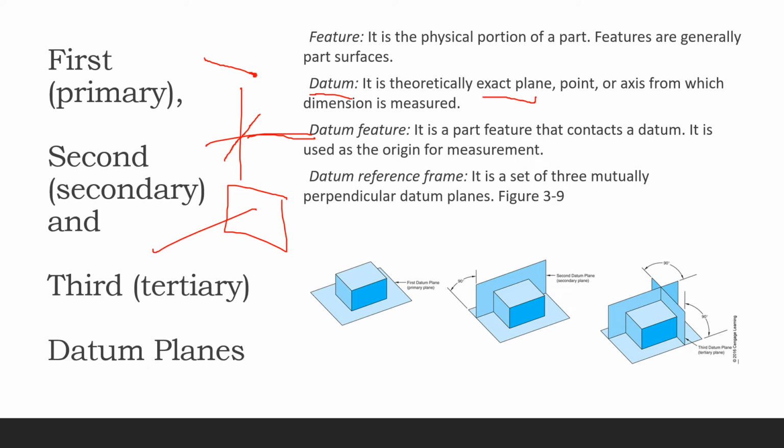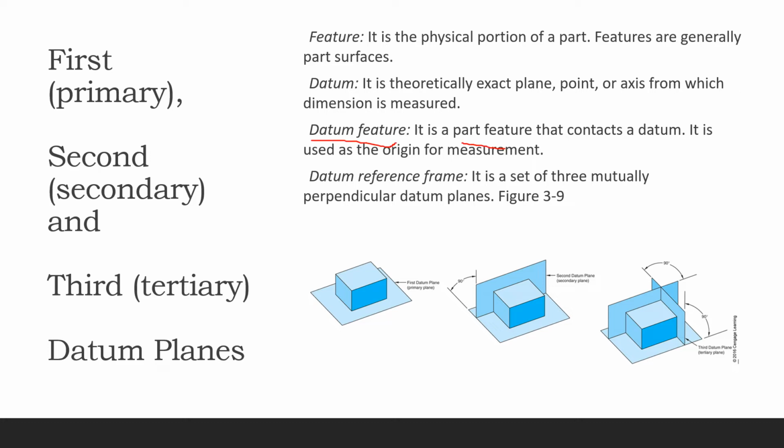A datum is nothing but a plane, a point, or an axis, and we're measuring something from them as location. The next one is datum feature.